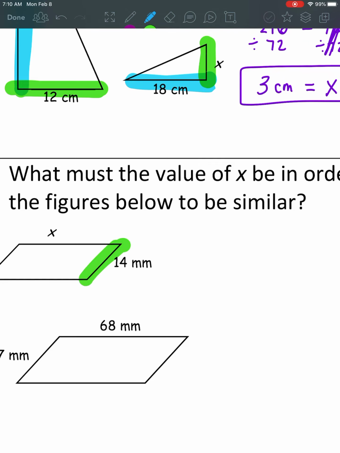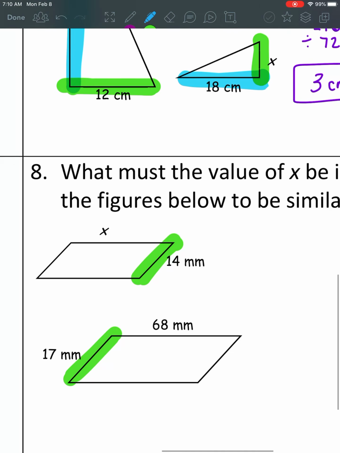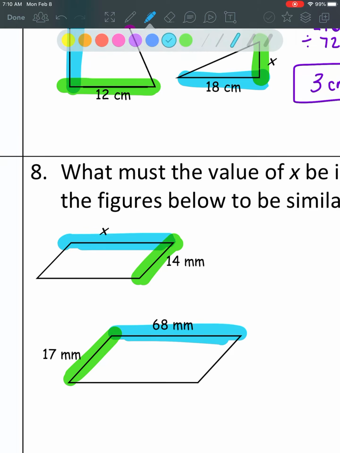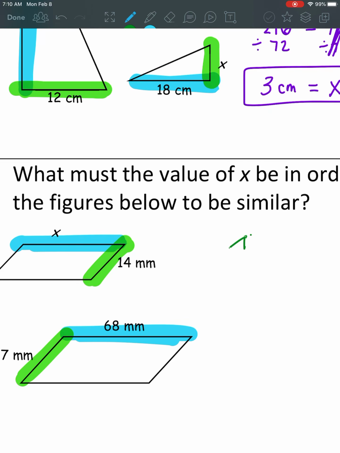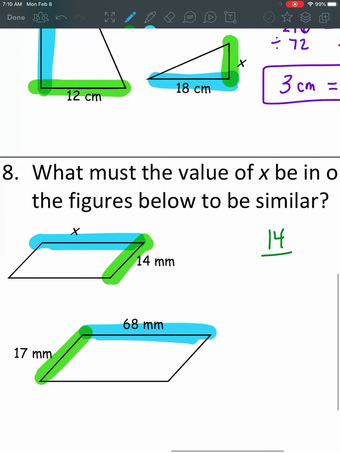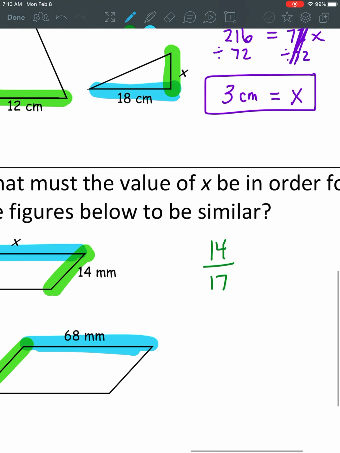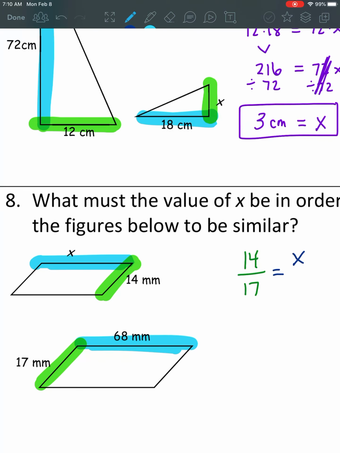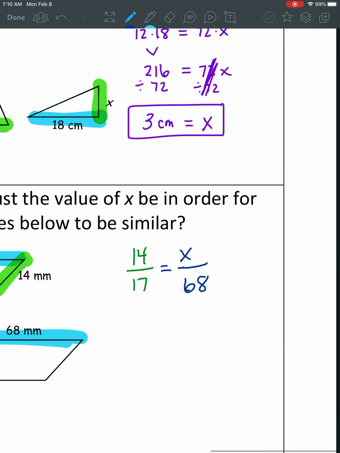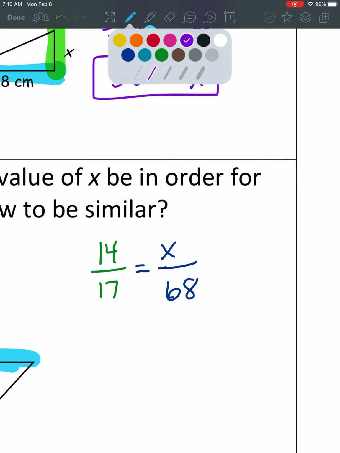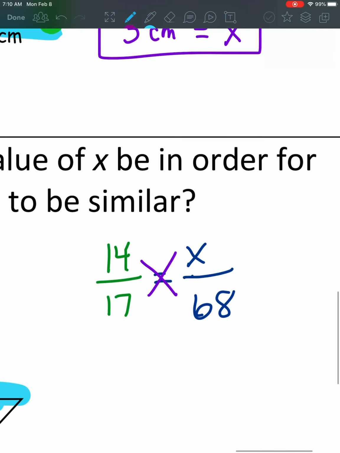And last one, 14 matches up to 17, x matches up to 68, and again, you may not have done them in the perfect order here, and that's okay. There are many different proportions we can create as long as they stay consistent, meaning corresponding sides match up, and then whatever you have on the top, that same shape for the other side length also goes on top. So there's a correct proportion, one of the correct proportions.